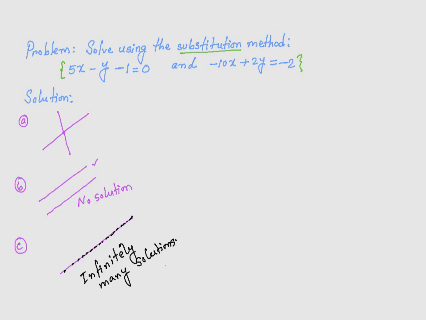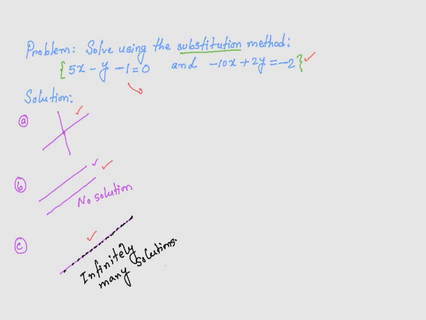In one case, you can have just one solution, a single solution. In another case, no solution. And in the third case, infinitely many solutions. So in this problem, we are going to find out which one of these three this system falls under. We are going to use the substitution method.